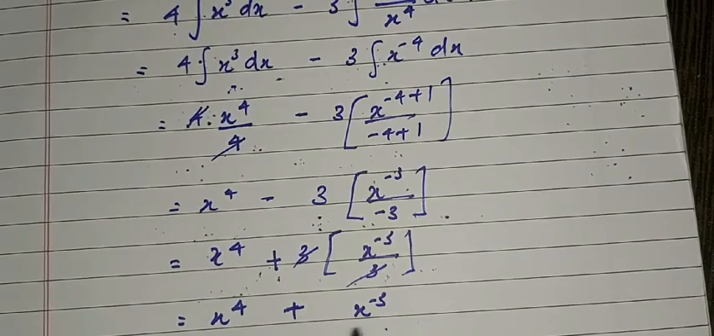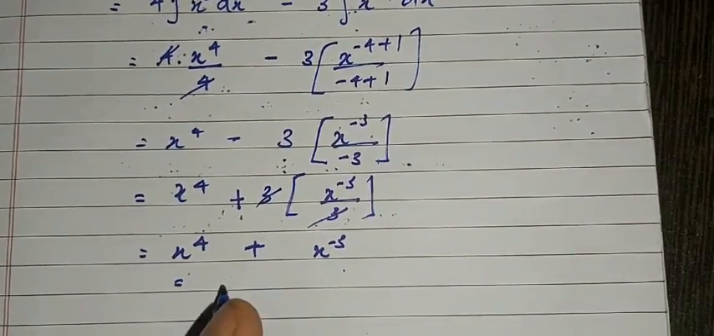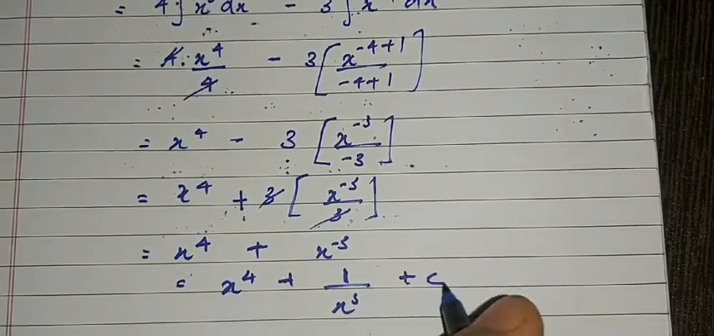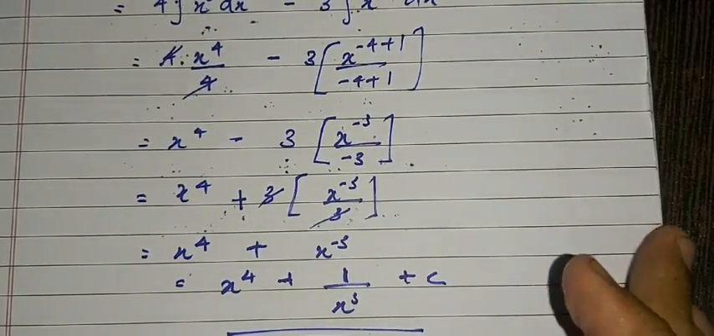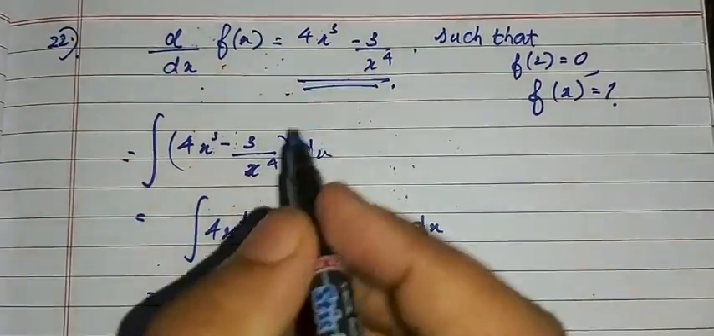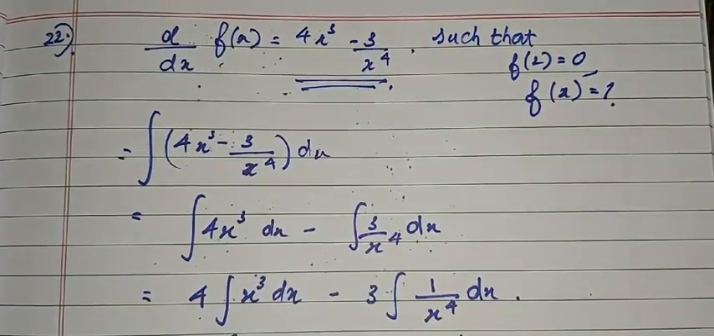So x raised to minus 3 is what? 1 by x raised to 3, no? So x raised to 4 plus 1 by x raised to 3 plus c. We have found the integral of 4x cube minus 3 by x raised to 4.